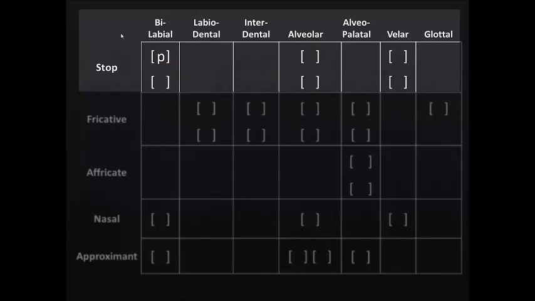Here's an easy way to find it. It's not the place in your mouth, you're still bilabial, and it's still the same manner, it's still a stop. Here's how to tell the difference.